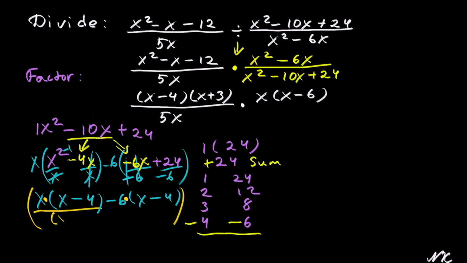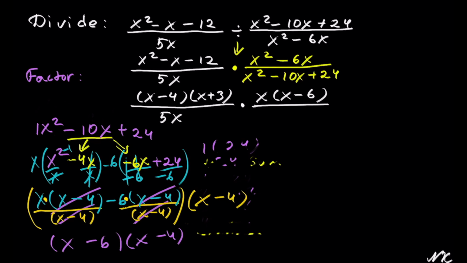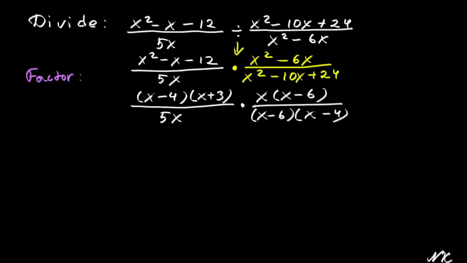X minus 4 goes into denominators, and x minus 4 goes on the outside. We get x times x minus 4 out of x minus 4. This cancels into 1. Minus 6 times x minus 4 out of x minus 4. This also cancels into 1. So we are left with x minus 6 times x minus 4. So we get second denominator factors into x minus 6 times x minus 4. So on this step we are done with factoring.